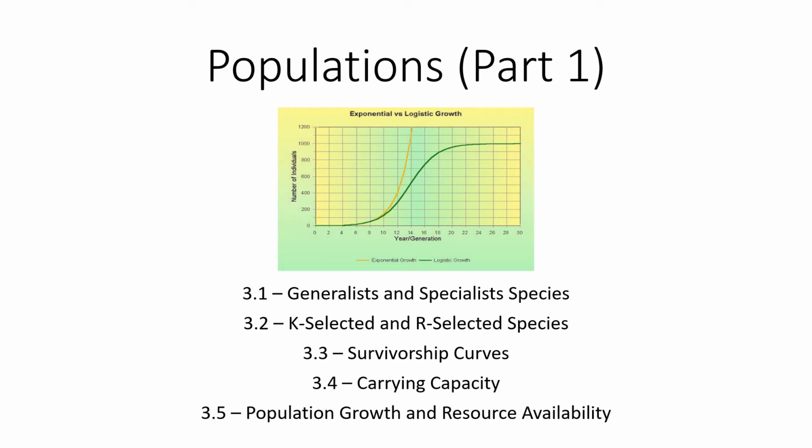In our first part of our population PowerPoint series, we're going to be talking about how natural populations grow. And in doing so, we'll take a look at generalists versus specialists, which we've already done, but we'll review again. R and K selected species, survivorship curves, carrying capacity, and how populations grow with available resources.